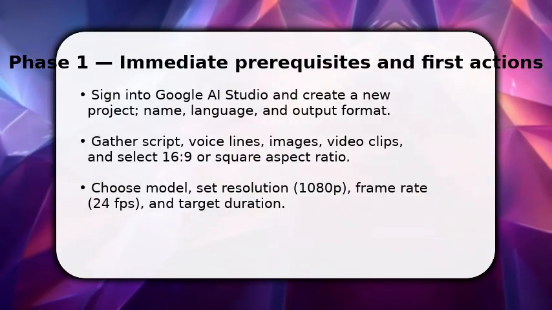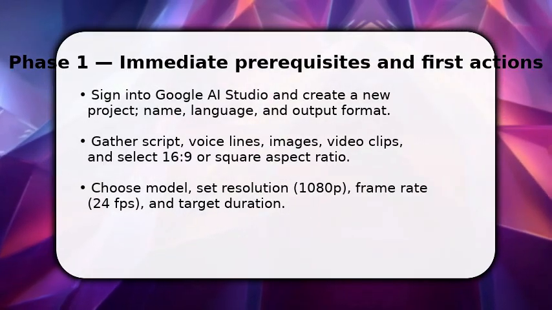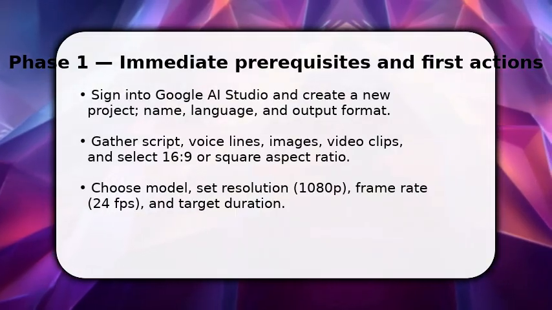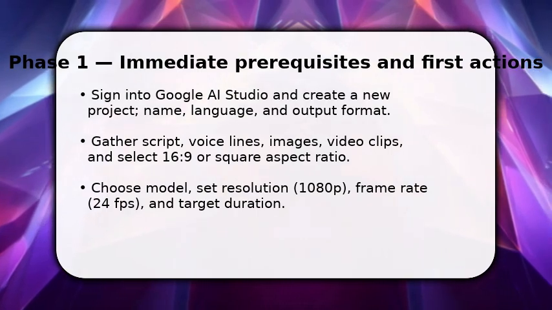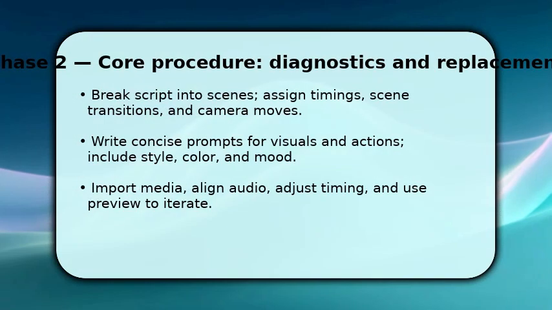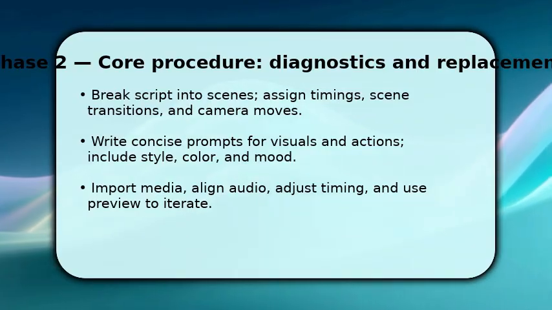Once done, select the video model and set frame rate to 24 FPS. This balances smooth motion and file size. Make sure to name scenes logically so you can iterate quickly. Now you create scenes and convert lines into actionable prompts so the model knows what to generate.